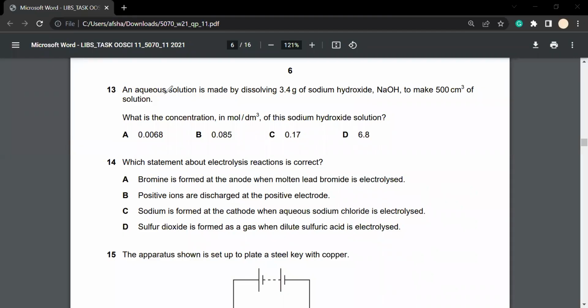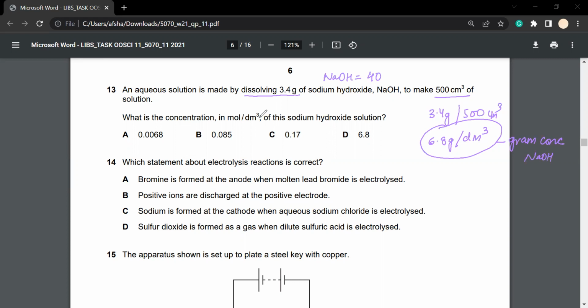Question number 13. An aqueous solution is made by dissolving 3.4 grams of sodium hydroxide NaOH, whose MR is basically 40. 23 plus 16 plus 1, that's 40. To make 500 cm cube of solution. So that means we have 3.4 grams in 500 cm cube. So if we find its gram concentration, per dm cube we will be having 3.4 into 2, that makes 6.8 grams per dm cube is going to be the gram concentration of the solution of NaOH.